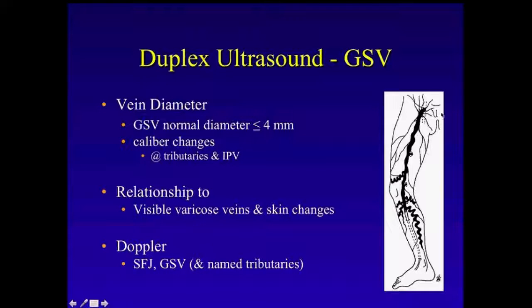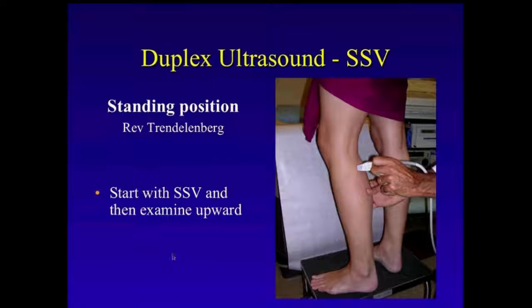Many times when you follow the GSV downward, when it spills into the last of the big tributary veins that are refluxing, its caliber will get much smaller below that level. And that'll give you a clue to what you're looking at. And it's very good to follow the relationship of the saphenous vein to the varicose veins, and then periodically to examine it with color Doppler and pulse wave Doppler. And we'll talk a little bit about that in a second.